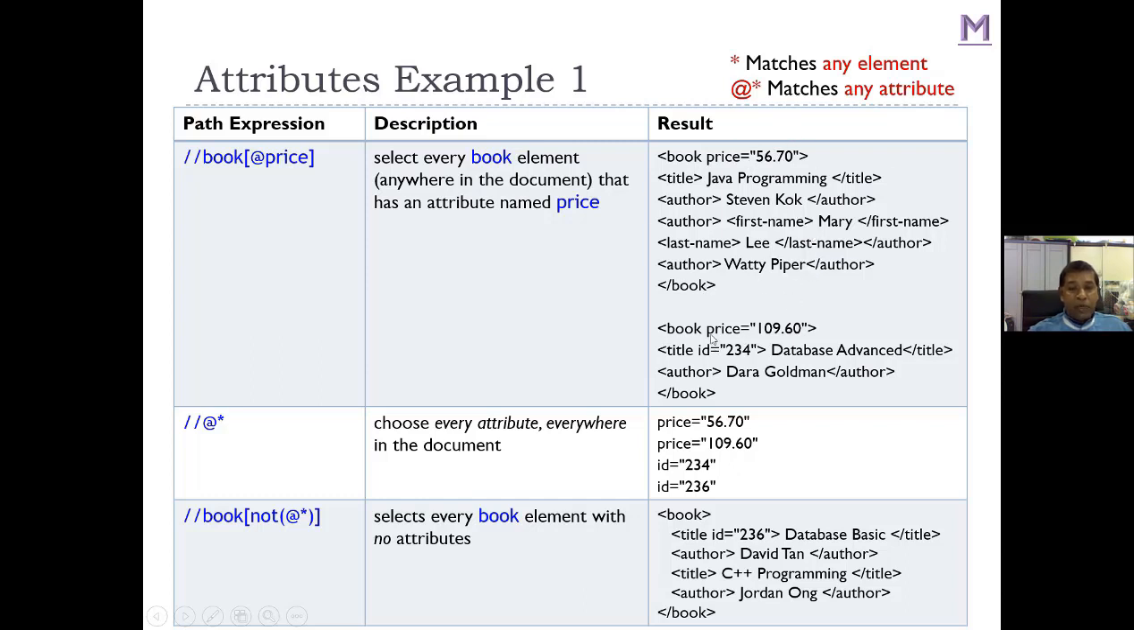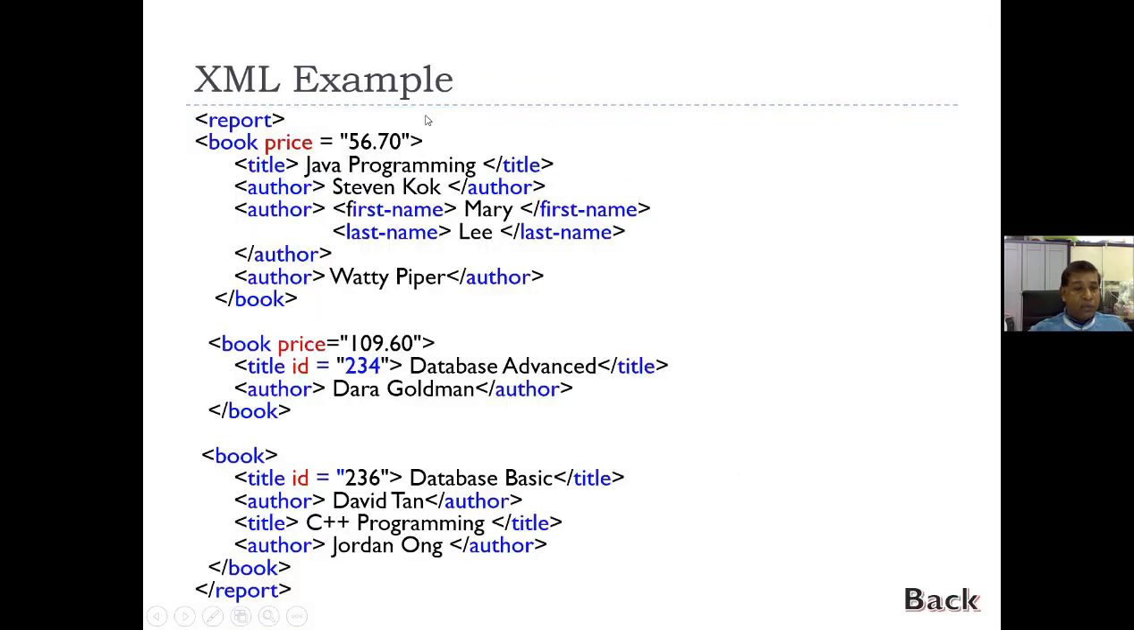Next we have a book with price also here, 109.60. It will give you all the details. If you go back to the examples, it will find the attribute price. Look here: name and the attribute value, then it will give you all the details. Next, the price is here, 109.60. It will give you all the details of this node.